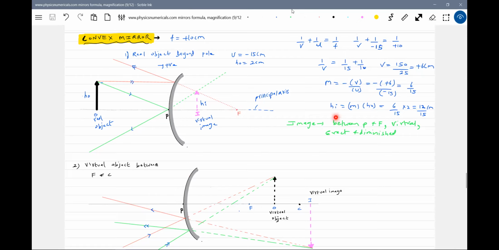Fine. Put U equal to infinity. What is V? V equal to F. So the image will be here. If the object is at infinity, the image will be at focus. Already we have discussed this.